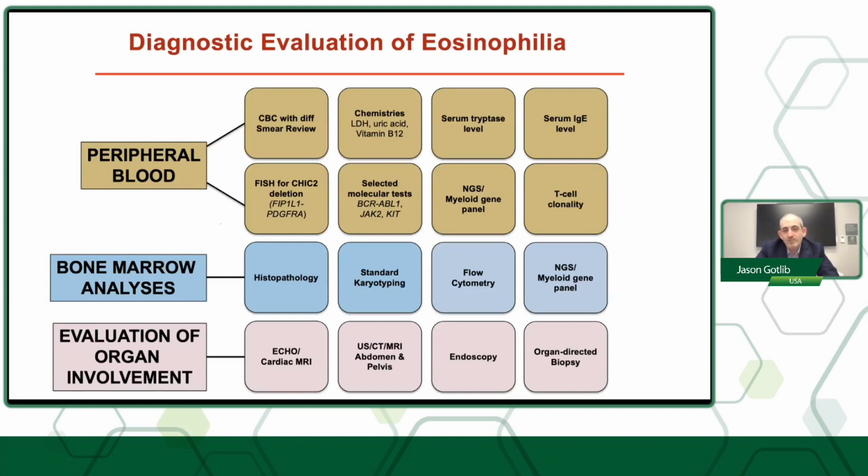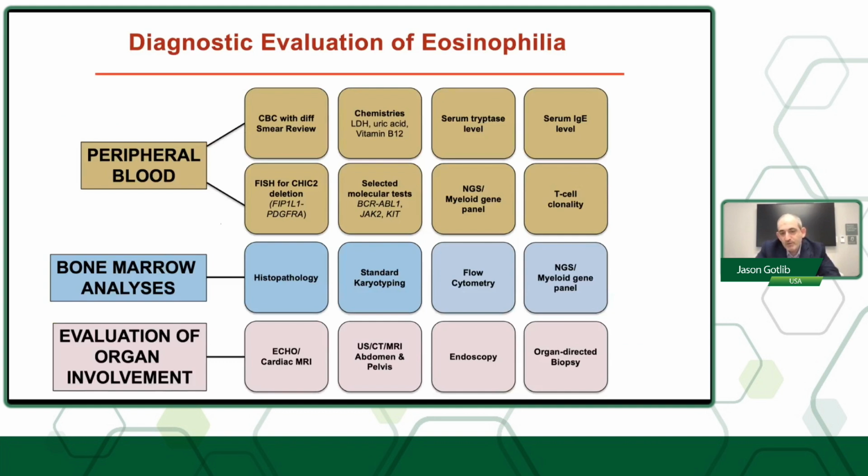In the workup of eosinophilia, one depends on tests from the peripheral blood, bone marrow, and also potential evaluation of organ involvement, for example, by imaging such as echo or ultrasound or CT, MRI, endoscopy to look for eosinophils in the lining of the gut, or organ-directed biopsy, for example, of the liver.